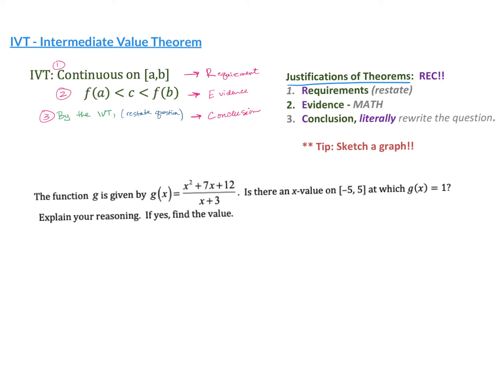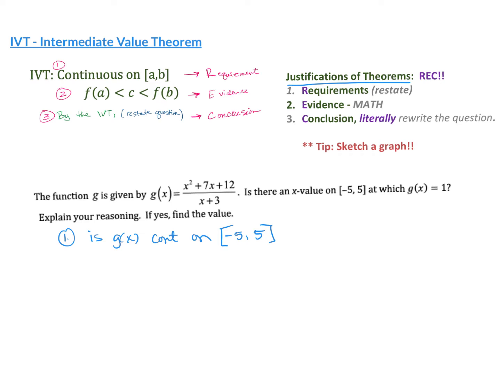All right, so let's look at this problem. Here's a function, and it's asking you, is there an x value on -5 to 5 at which g of x equals 1? Explain your reasoning. If yes, find the value. So the first thing we're going to look at is the very first requirement of the IVT. And the very first requirement is, is the function continuous? So number 1, is g of x continuous on -5, 5?